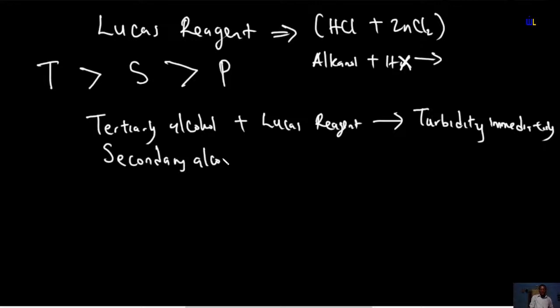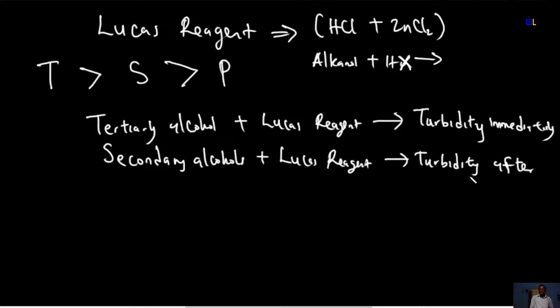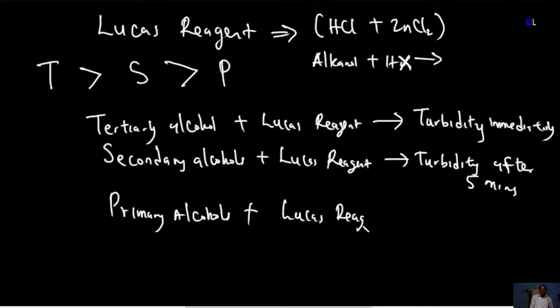Secondary alcohols plus Lucas reagent: turbidity after 5 minutes. Now, for primary alcohols plus Lucas reagent, we could say that turbidity doesn't eventually show. No turbidity. Why would we say no turbidity? Because the reaction occurs very, very slowly. You could stay an hour or more and it has not yet shown. So basically, you can use that to differentiate them.